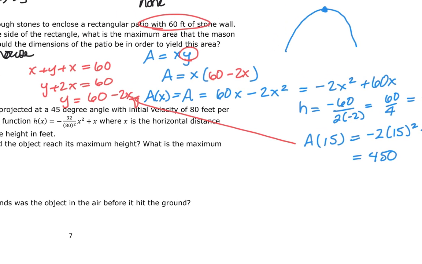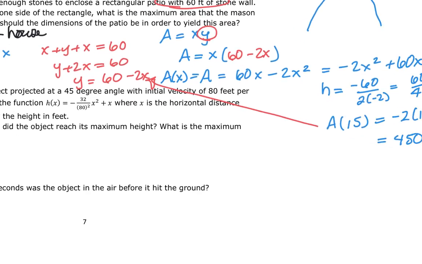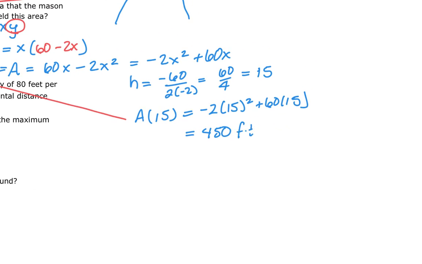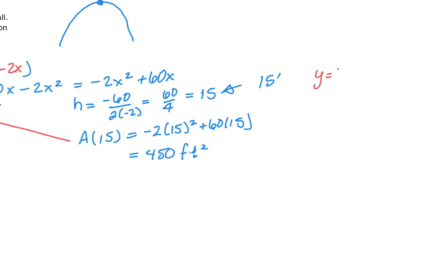Now I need to pay attention to the units. So the max area is 450 feet squared. I have one of the dimensions, which is 15 feet. I need to put that 15 back into that y. So y was equal to 60 minus 2 multiplied by x, which is 15. So y is equal to 60 minus 30, so y is equal to 30. So my dimensions are 15 feet by 30 feet.